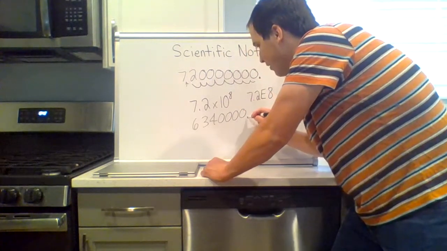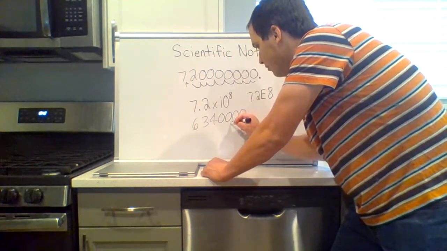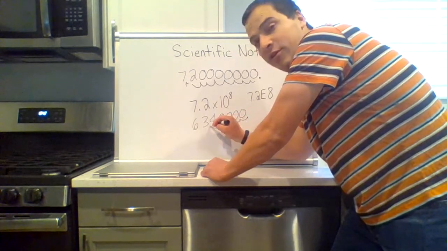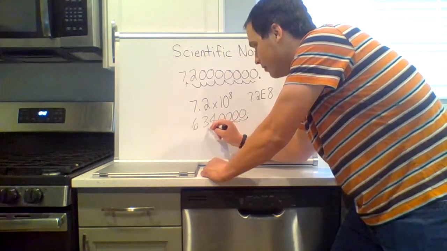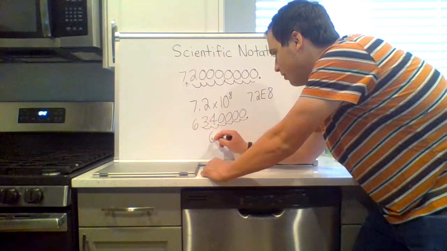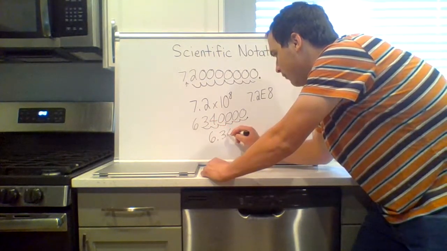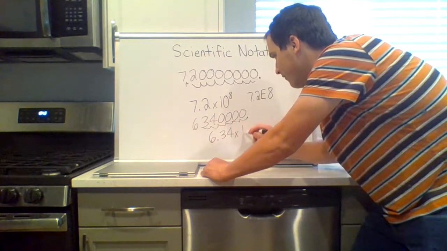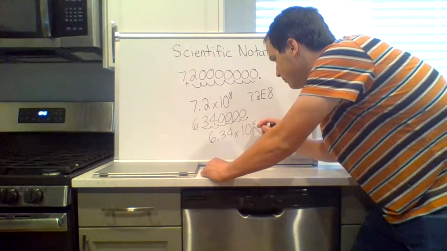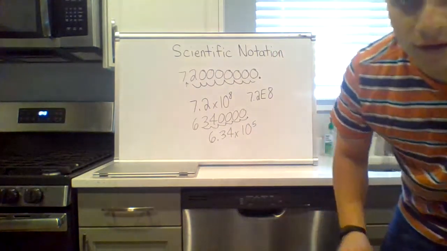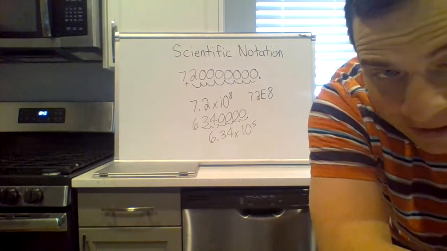Okay, the decimal's right here. We go 1, 2, 3, 4. A lot of students stop here. We want just one number. So 5. So 6.34 times 10 to the 5th. Okay, that's how you deal with really big numbers.